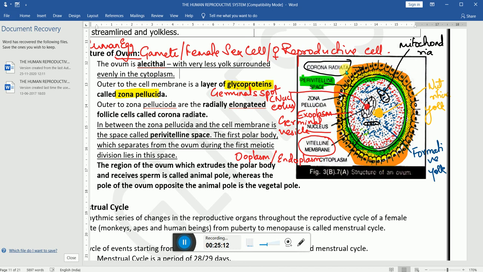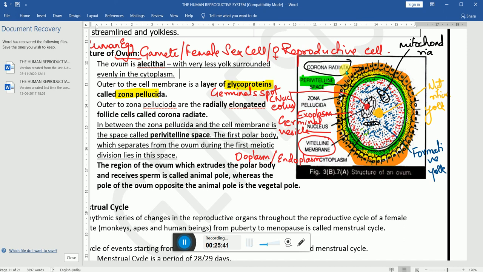Now students, another very important thing you need to understand is that the nucleus is not present in the center of the ovum, and it is present at one end, near the membrane. Why is it near the membrane? Can anybody give me the answer for this? Well, think about it, ponder over it.